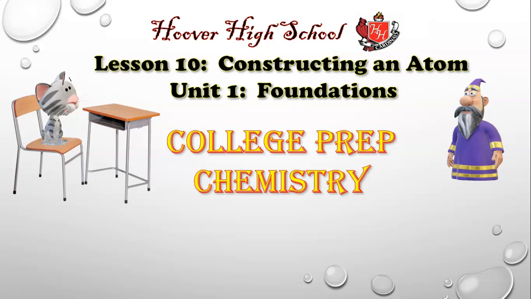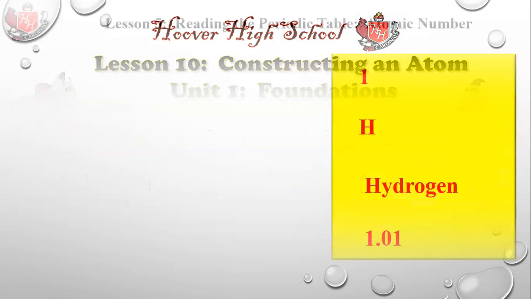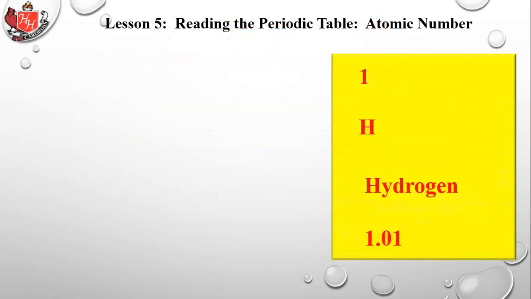Chemistry, we're moving on to lesson 10 in the foundations unit. This is on constructing an atom. So first we're going to learn to read the four main components of a periodic table.